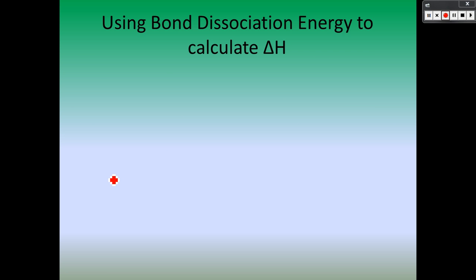Okay, so another way of finding out the delta H is by using bond dissociation energy. And dissociate means to break apart. So this is the energy it takes to break apart bonds. One thing to note about using bond dissociation energy is that it's a bit of an estimate. So you're not going to get the exact same numbers, but they should be close to what you get using heats of enthalpy.